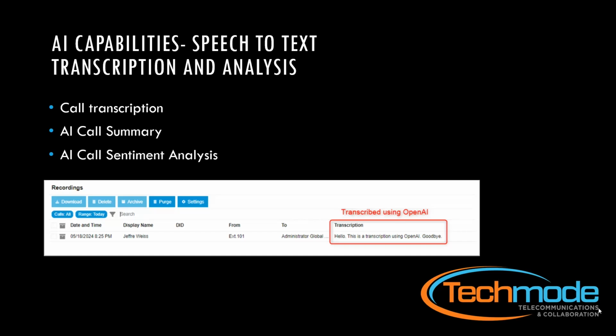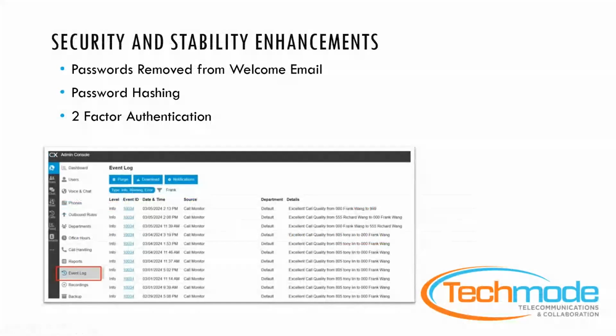Next, we're going to talk about security. Security is always top priority for us and our clients, and this update includes several enhancements to keep your data safe. With the encryption protocols and improved system stability, TechmodeGO ensures that your communications are not only seamless, but also secure. Some of these include removable passwords from the welcome email, password hashing, and two-factor authentication.